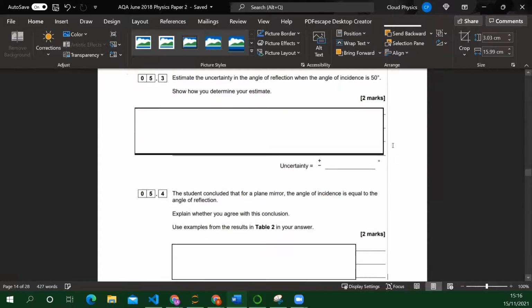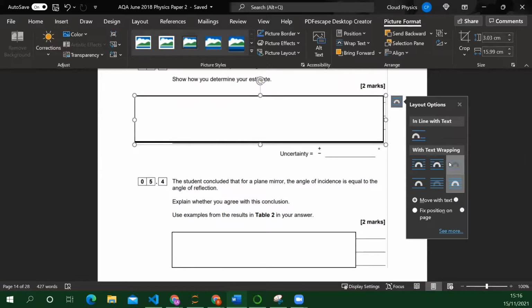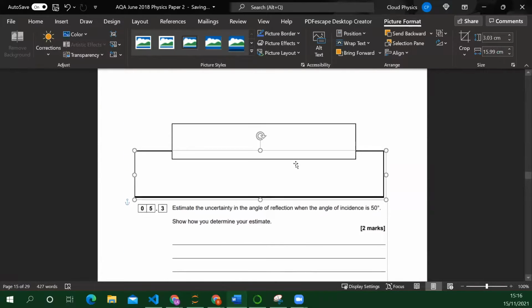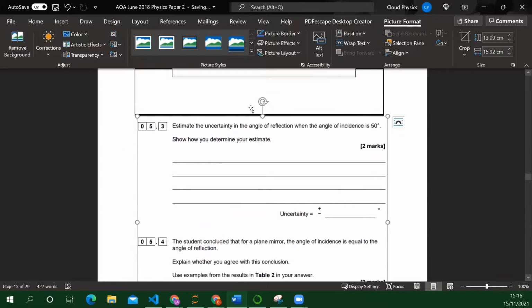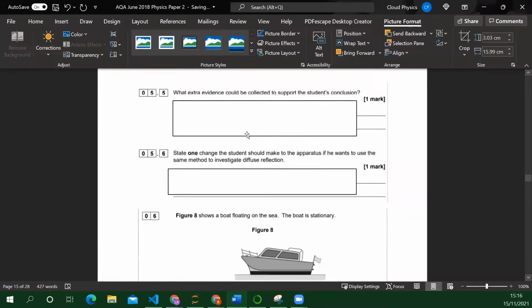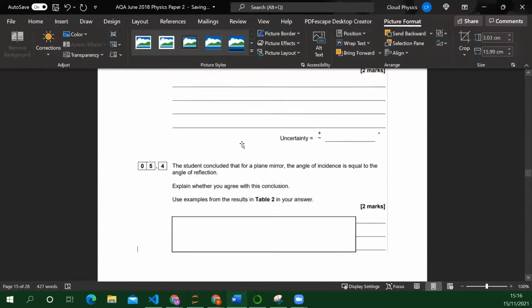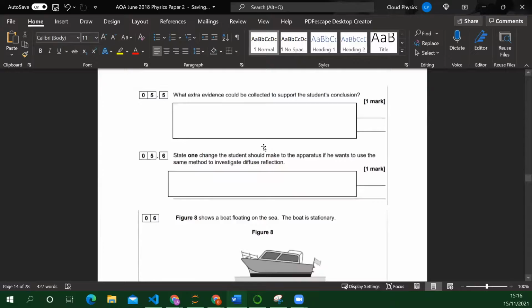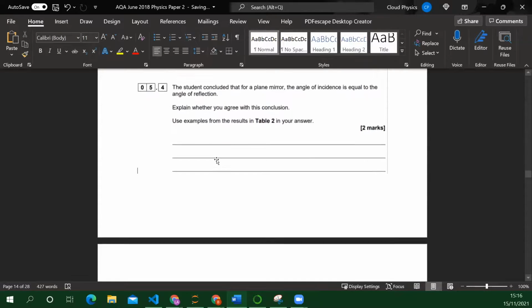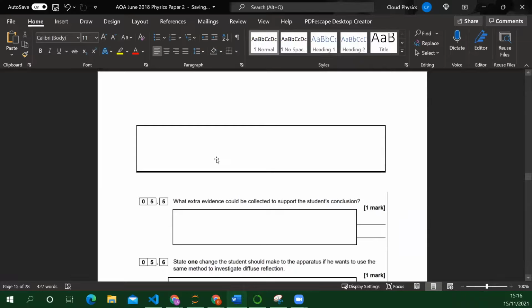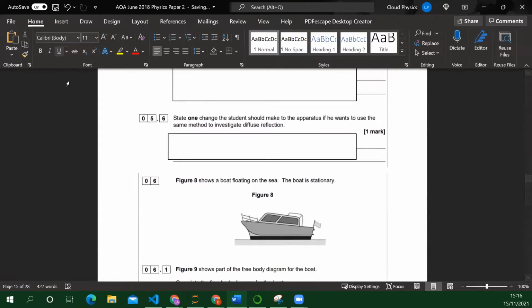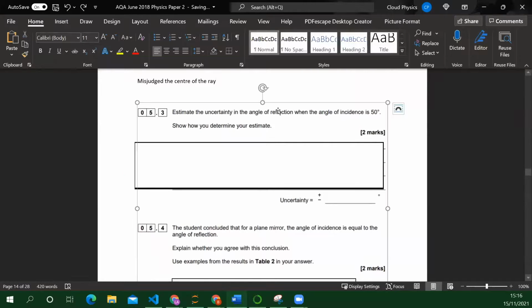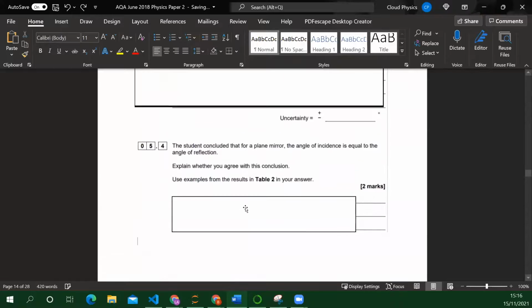we can paste this in. Bear with me. Uncertainty. Apologies, just put this back. Bear with me. So yes, 10 degrees is the range. I'll put that in so I can write in it. Right, sorry about this. Just quickly get back. Right, so I'm going to write this answer here.